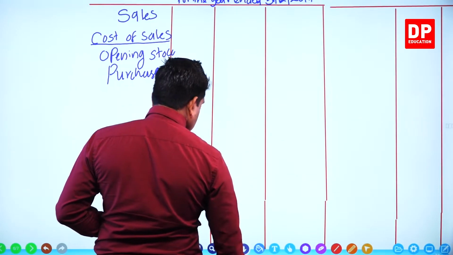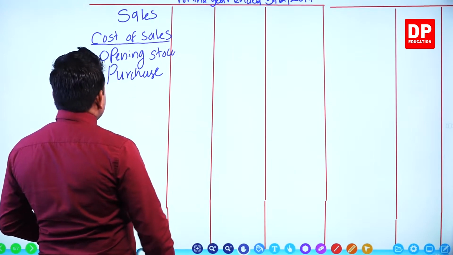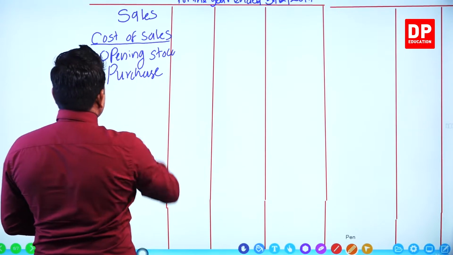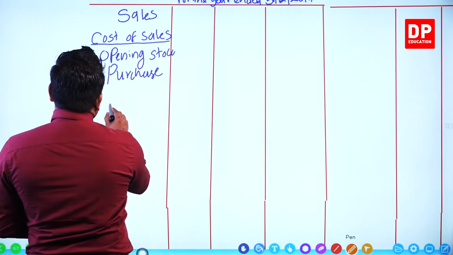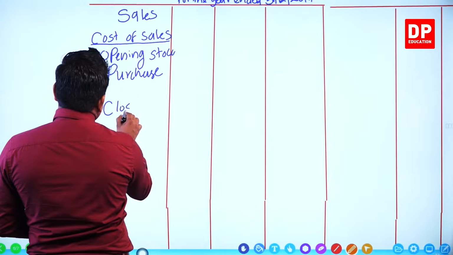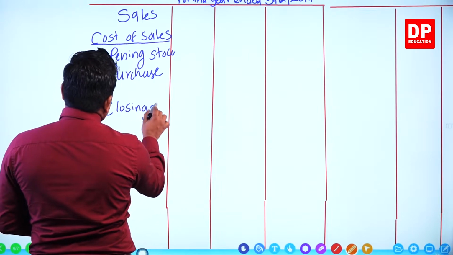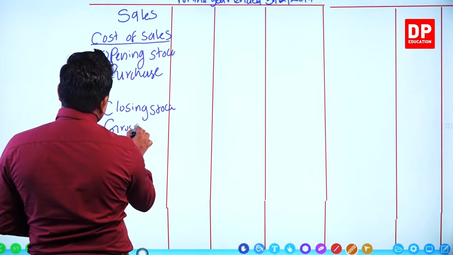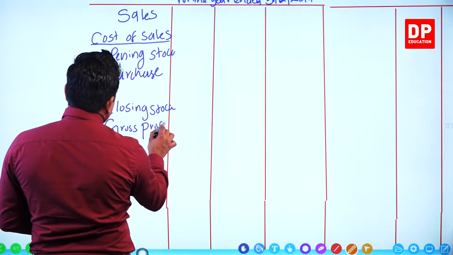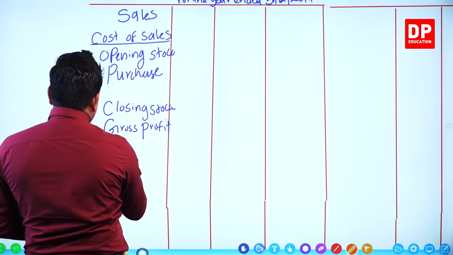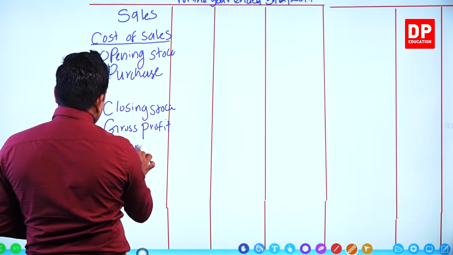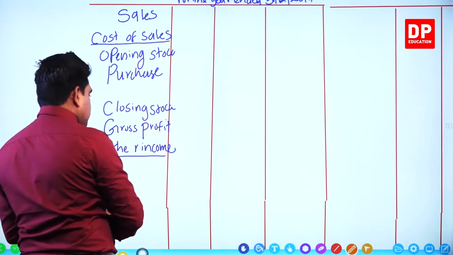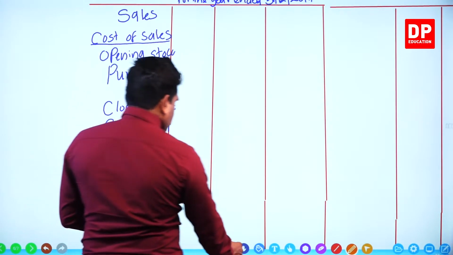after that are there any expenses related to the purchase? We can give the space. Then we write what? Closing stock. After that what you can see? Gross profit. After that what? Other income. You give the space to write other income.